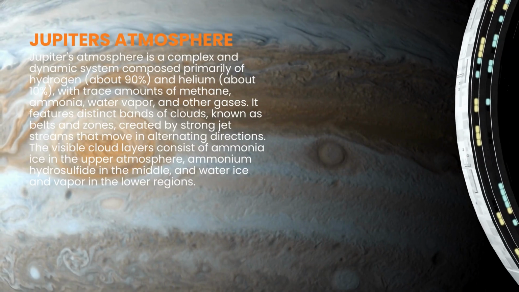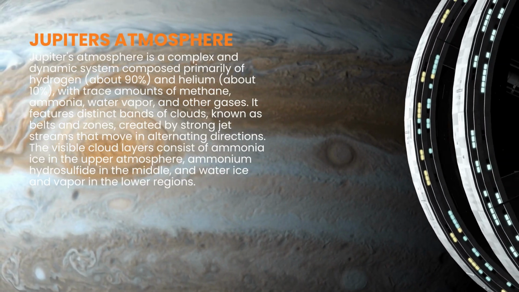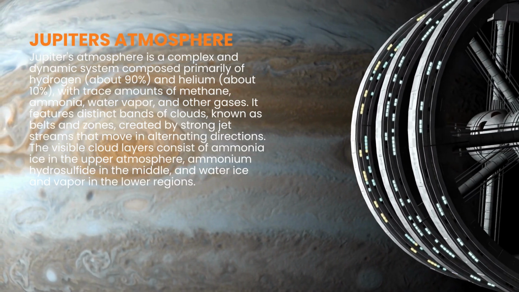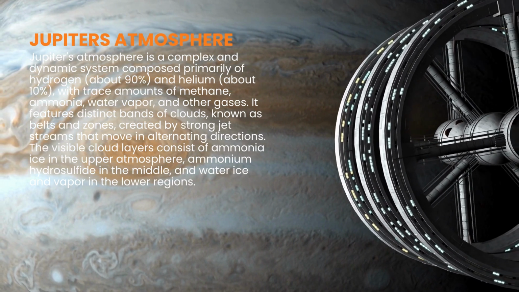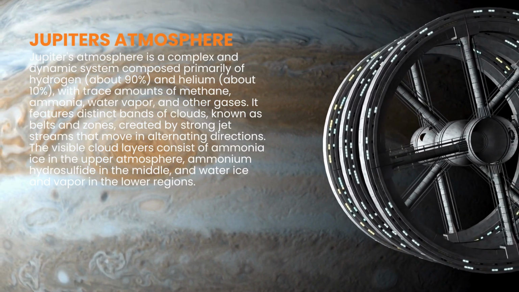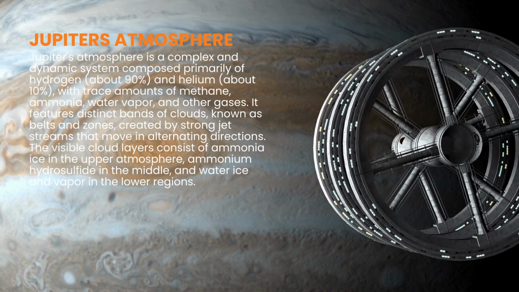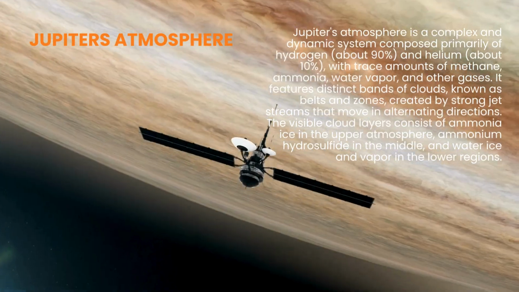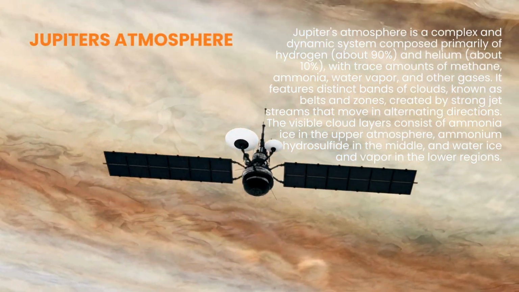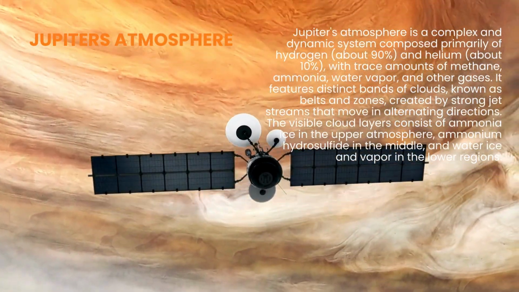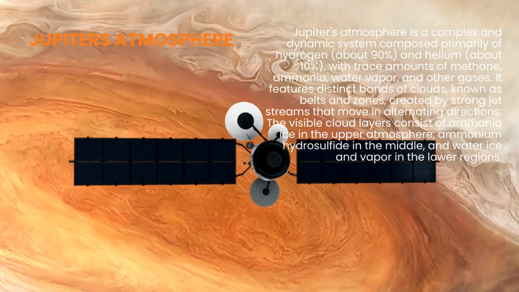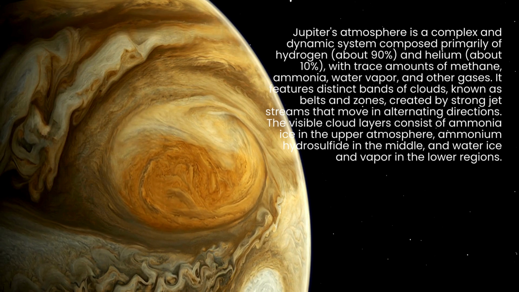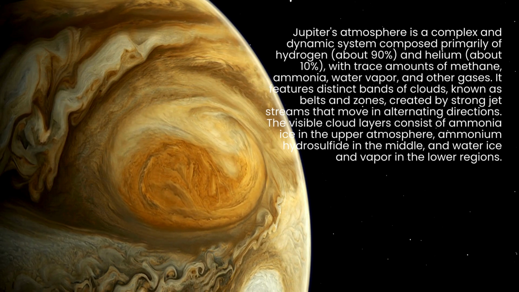Jupiter's atmosphere. Jupiter's atmosphere is a complex and dynamic system composed primarily of hydrogen, about 90%, and helium, about 10%, with trace amounts of methane, ammonia, water vapor, and other gases. It features distinct bands of clouds, known as belts and zones, created by strong jet streams that move in alternating directions. The visible cloud layers consist of ammonia ice in the upper atmosphere, ammonium hydrosulfide in the middle, and water ice and vapor in the lower regions.